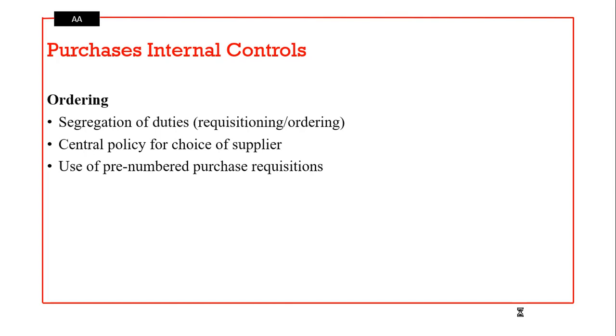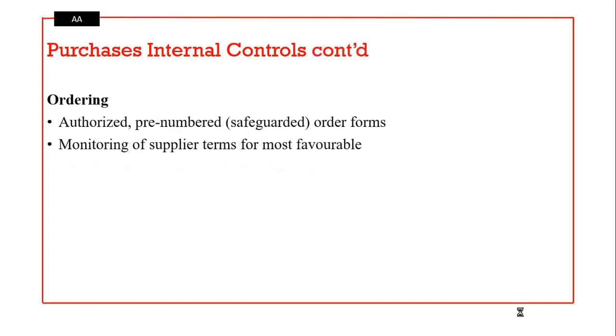Use of pre-numbered purchase requisitions is very important here to ensure that we don't run out of, let's say, goods. We need to make sure that we track all our purchases. Then under ordering, what are the controls? All orders must be duly authorized, pre-numbered, on the right or appropriate documentation. There must be monitoring of supplier terms for most favorable, meaning that at least the company should be able to negotiate for longer payment periods.